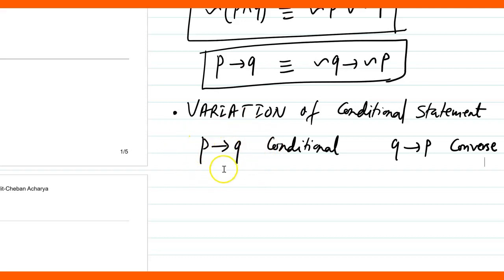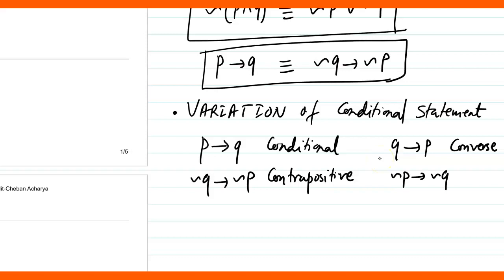Now if you switch the order and negate each one, for example not Q right arrow not P, you know what we did here? We negate each statement and switch the order. That is called contrapositive. And if you keep the order and negate, that is called inverse. Make sense?